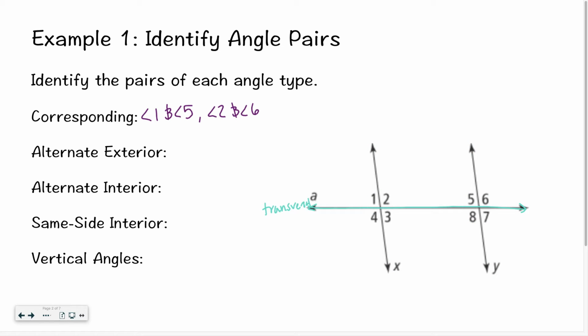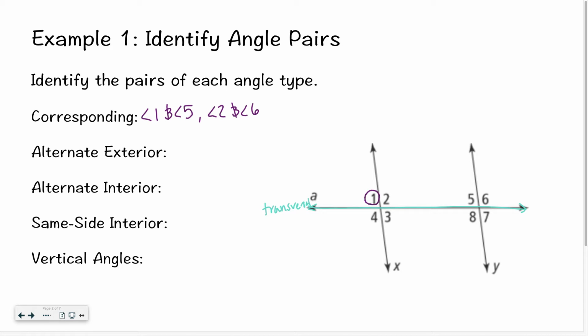Okay, now let's talk about alternate exterior angles. The word alternate means to switch. So kind of like when you have an alternate on a sports team, it's someone that can switch in for someone else, right? So it's something that switches. So alternate means on opposite sides of the transversal. It switches, the angle switches sides of the transversal.